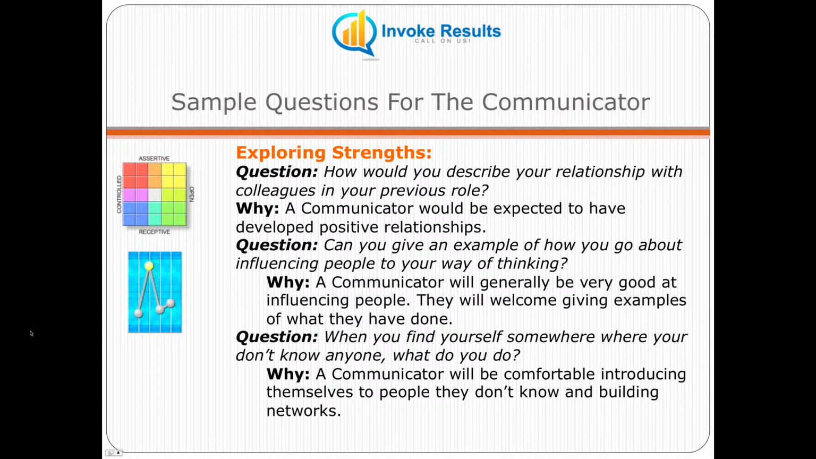When you find yourself somewhere you don't know anybody, what do you do? Well, a communicator is highly comfortable going into a room full of people they've never met and quickly building a network of people around them. So, if that's important to you, that's a skill set that you would be looking for, and their strengths that certainly they will be happy to talk to you about.